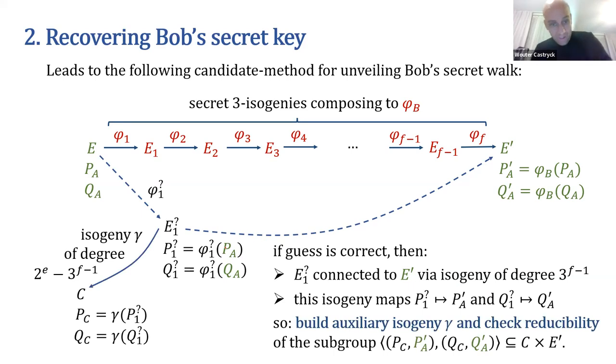So the idea is, as I explained on the previous slide, we will build this auxiliary isogeny. Note that now this isogeny has to have this degree, to an auxiliary curve C. We compute the images of P1 question mark and Q1 question mark under this auxiliary isogeny, and we consider this subgroup. If the guess was correct, we just explained that we have to land on a product of elliptic curves. And if the guess is false, we can make that more precise, we can't really prove that in full, but it works in practice. And as I said, the follow-up works actually do a better job on that.